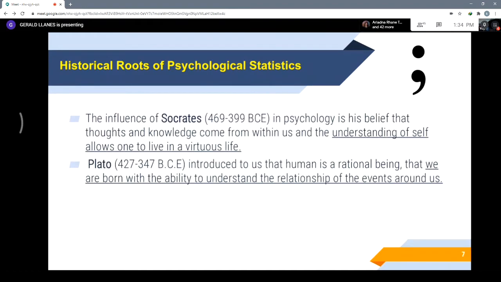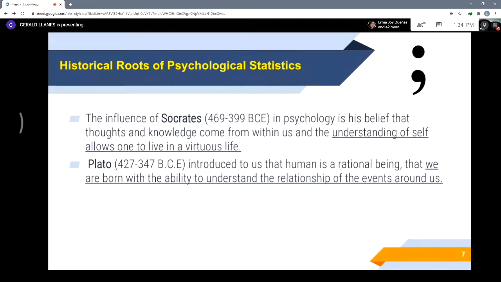We're rational beings daw. And according to Plato, that ability to differentiate what is right and wrong, that ability to think rationally, is an innate ability. Ibig sabihin, pagkapanganak mo pa lang daw, meron ka na niyan. And you don't need to experience something. You don't need to be exposed to a particular culture in order for you to show those characteristics, those behaviors of being a rational being. Kasi daw, pagkapanganak mo, meron ka na niyan.